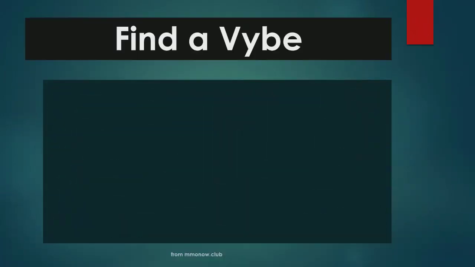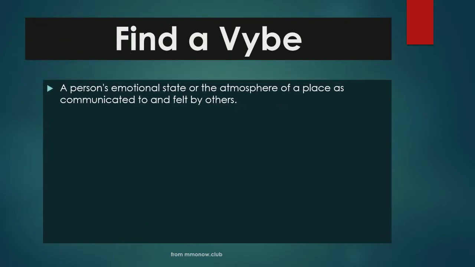The third point is you want to find a vibe. Now what do I mean by a vibe? Well, let's look at Google's definition. It's a person's emotional state or the atmosphere of a place as communicated to and felt by others. This is a very interesting way to put it, but my simple definition is that a person's emotional state or the atmosphere really captures what I think of when I think of the word vibes. The atmosphere, the emotional state, the feeling. That's what you should be communicating to your customers. A good feeling or an appropriate feeling.